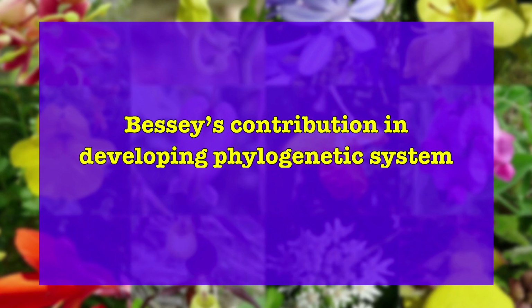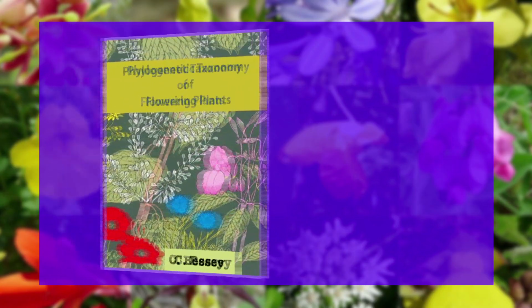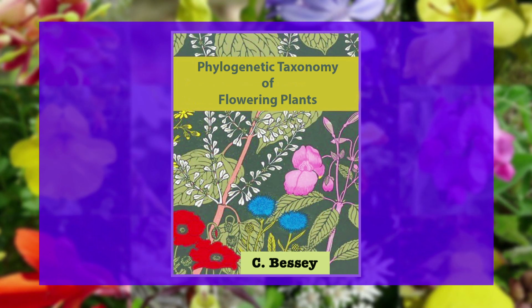Dear students, with this we have reached our second objective, that is, to highlight Bessey's contribution in developing the phylogenetic system of classification. Bessey's most memorable work in the field of botany was the development of the first explicit phylogenetic classification of flowering plants. In other words, the classification of flowering plants using evolutionary relationships of the different species. In his work, namely Phylogenetic Taxonomy of Flowering Plants, Bessey proposed new evolutionary relationships between plants.